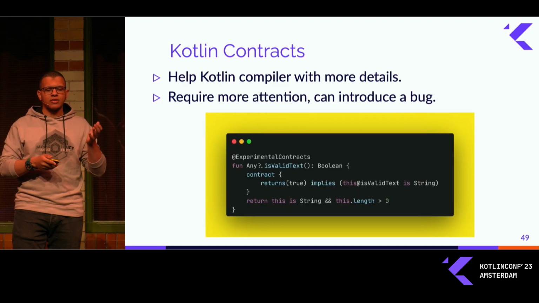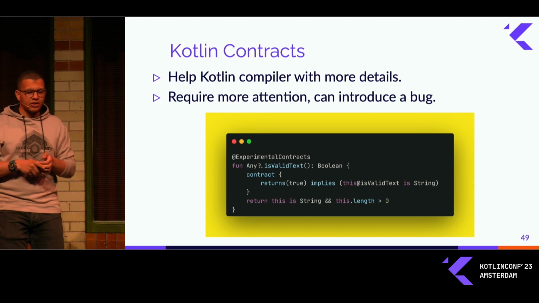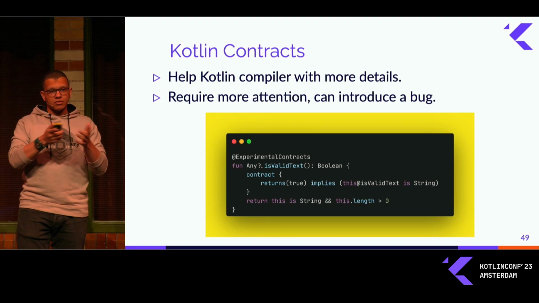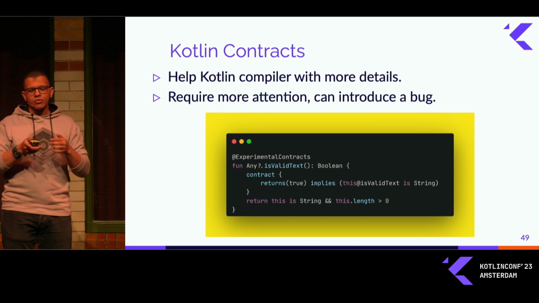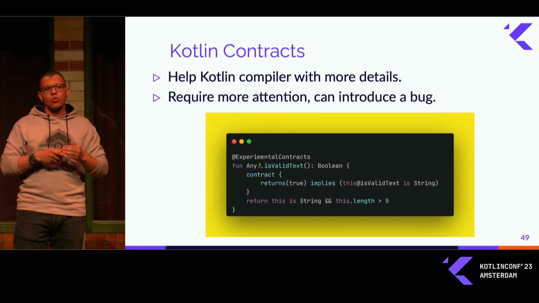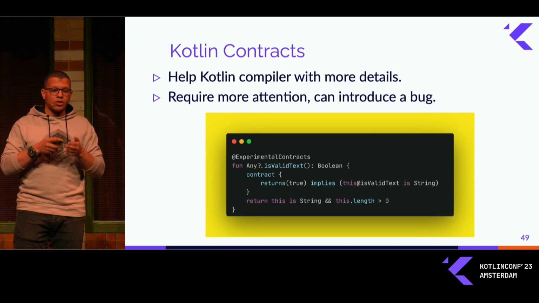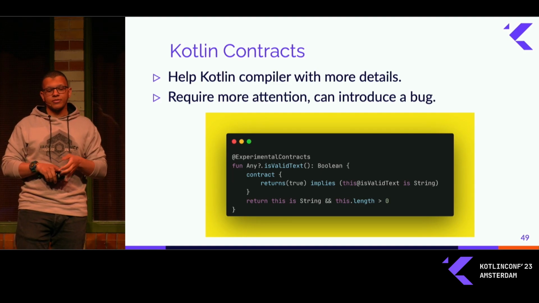Here's an example that takes a nullable Any, and we are checking is valid text. If it is a valid text, we are implying, this is custom DSL here, we're implying that this is a string, and by using that in the code, we can use the smart cast to complete with string. So this is a good thing to add to your domain modules if needed or something like that.